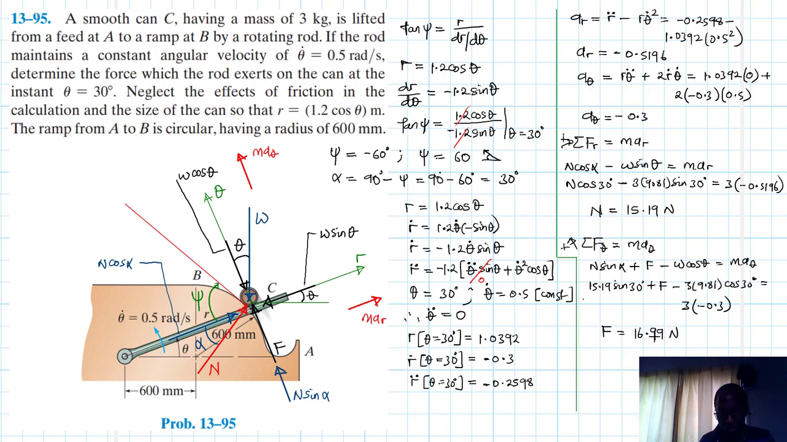Let me check it out again. Minus 0.3 by 3 plus 3 by 9.81 cos 30 minus 15.19 sine 30. This one is in this direction like this, and the normal force is in this direction like this. I guess this is about it. Let's just outline the solution. So we have our N there like so, and then we have our F like so.